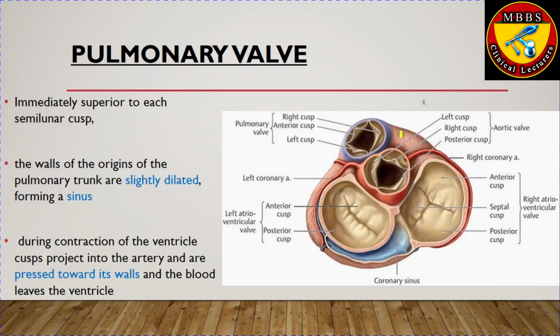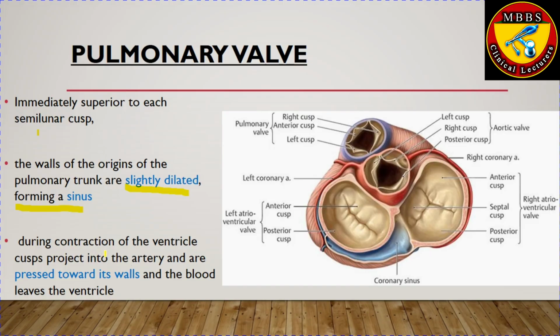Now in this view you can see the pulmonary valve is open and the cusps are projecting inside the wall of the pulmonary trunk. Immediately superior to each semilunar cusp, the wall of the origin of the pulmonary trunk is slightly dilated to form a sinus. So this slightly dilated part at the beginning of the pulmonary trunk is called the pulmonary sinus.